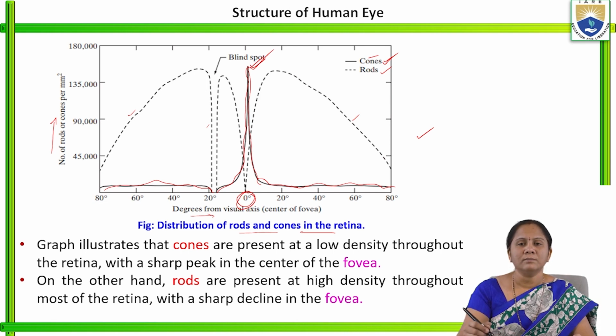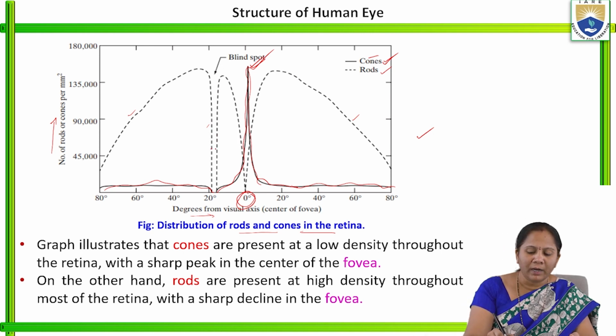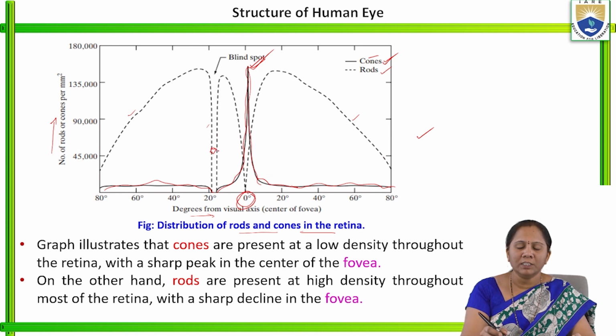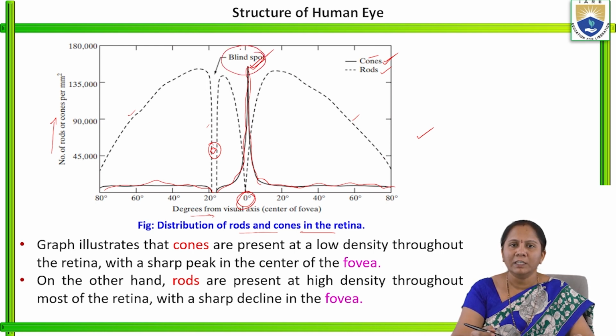Other than that 0 degree center, for rods the intensity is decreasing and increasing, which means it is not constant. If you see this region, no cones or rods are available. That particular area we call the blind spot. Nothing can be seen, as neither cones nor rods are activated.